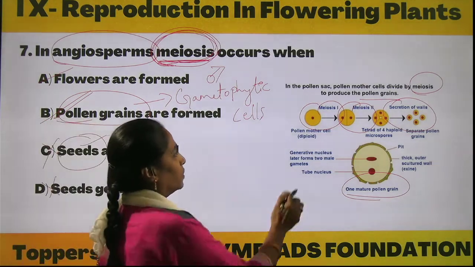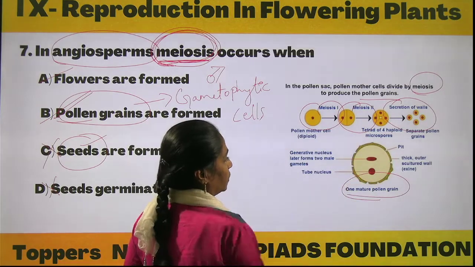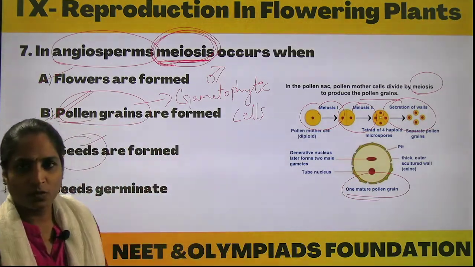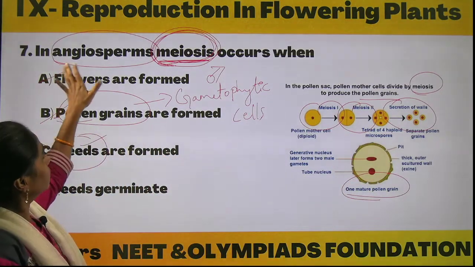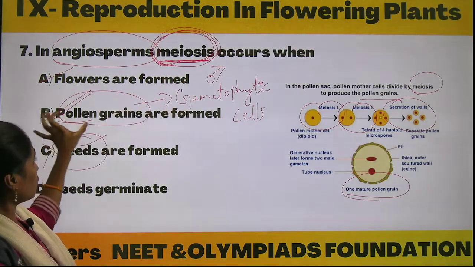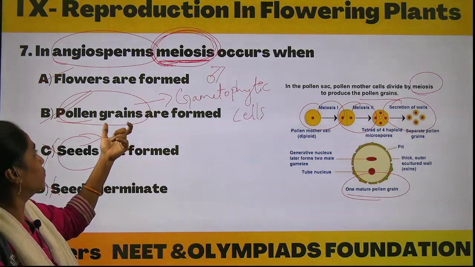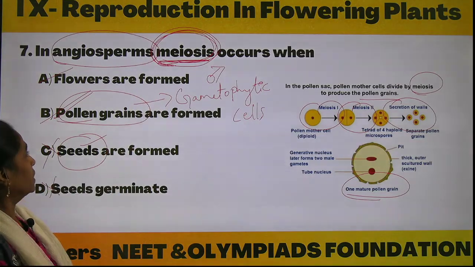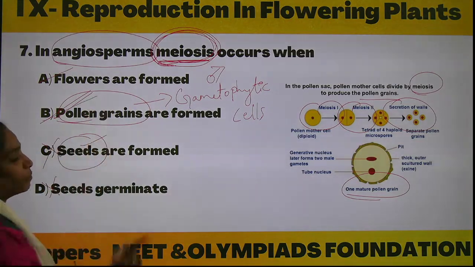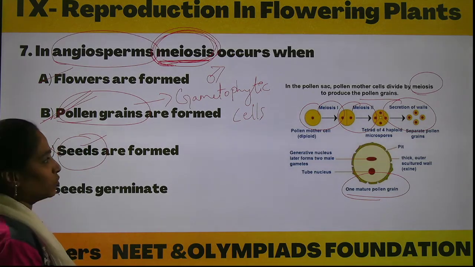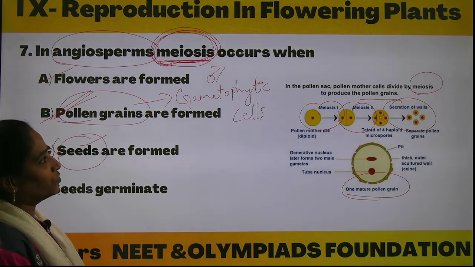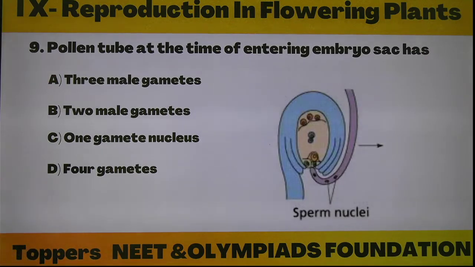So pollen mother cell. All these are the dividing processes. The main concept here is: during the meiotic cell division, what will be formed? The meiotic cell division during the formation of pollen grains is the correct option. Hope you all understood. Let's go for the next question. What is the 9th question?